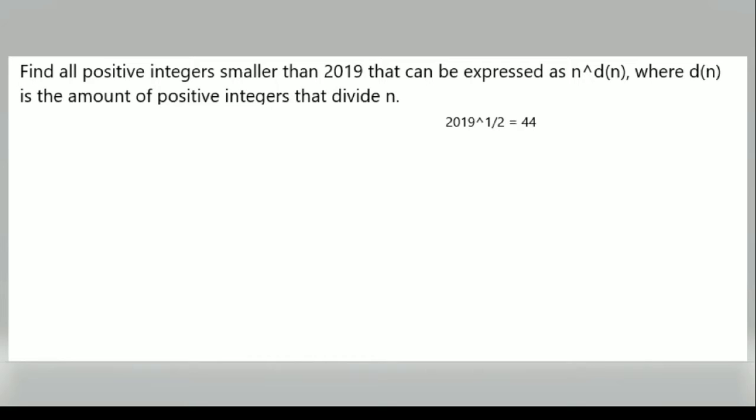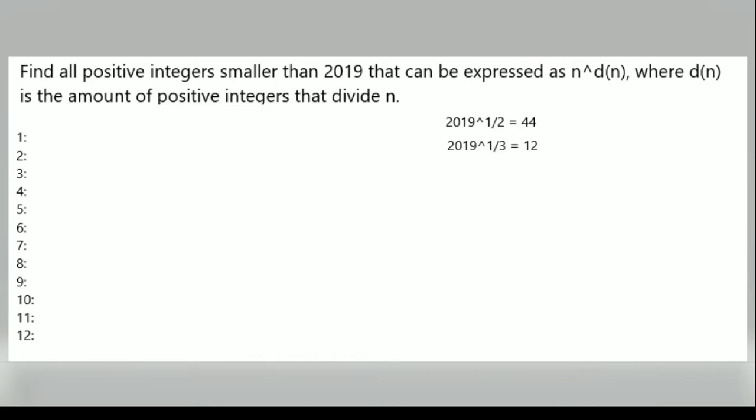Now we get the cube root of 2019. Why? Because prime numbers only have 2 divisors, but other numbers have at least 3 divisors. The cube root of 2019 is about 12, 12 point something, but we're going to say it's so. So we have to try every number smaller than 12 and every prime number smaller than 44. I'll write those and I'll see you later.